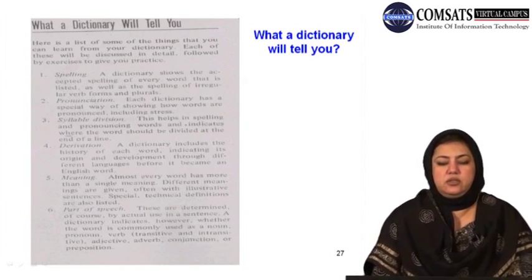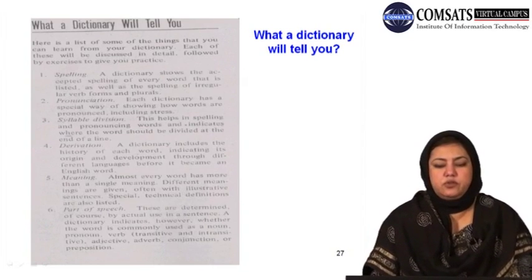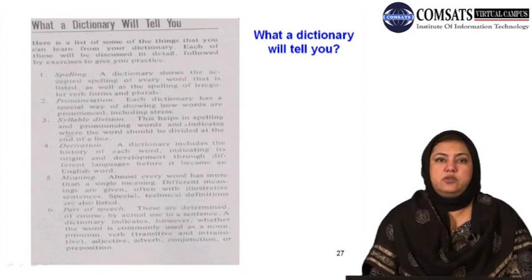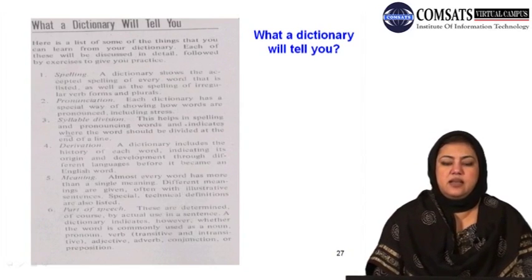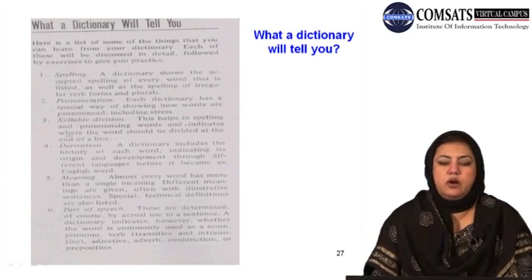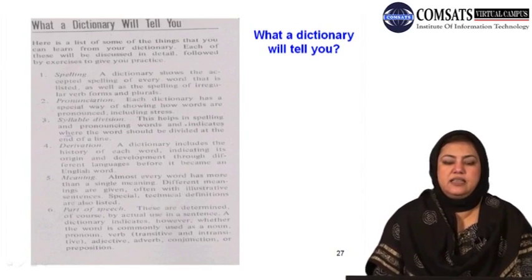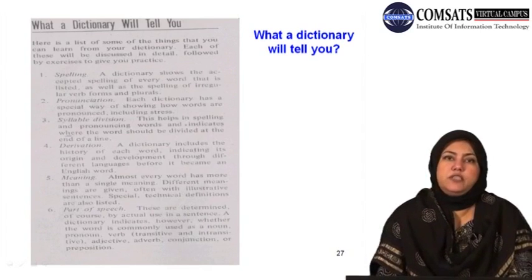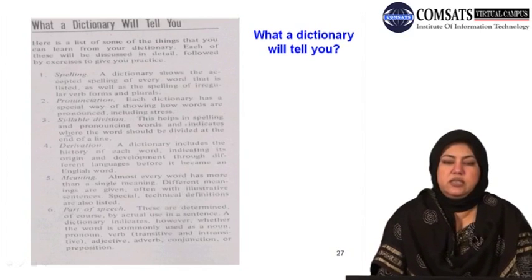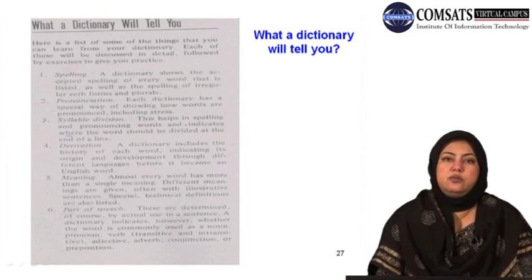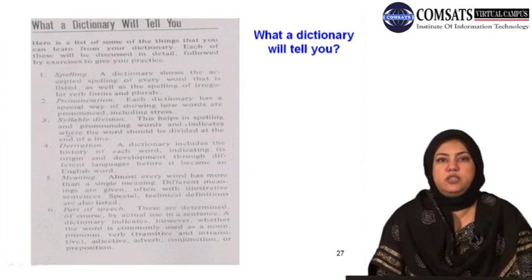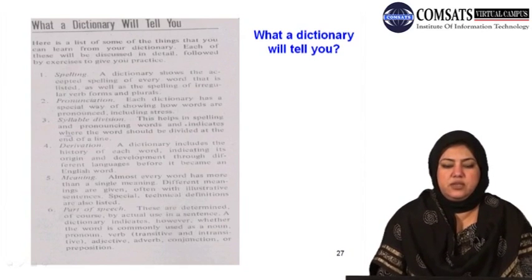Number 2, pronunciation. Each dictionary has a special way of showing how words are pronounced, including stress. Some would use phonetic signs and symbols that are standard English phonetic signs that would be given at the beginning of a dictionary. Some would not do that. They would have their own way of writing the pronunciation. But there would always be a key provided at the outset of a dictionary, and by looking at that key carefully, you can always understand how to interpret the pronunciation of each word that is given in the dictionary.